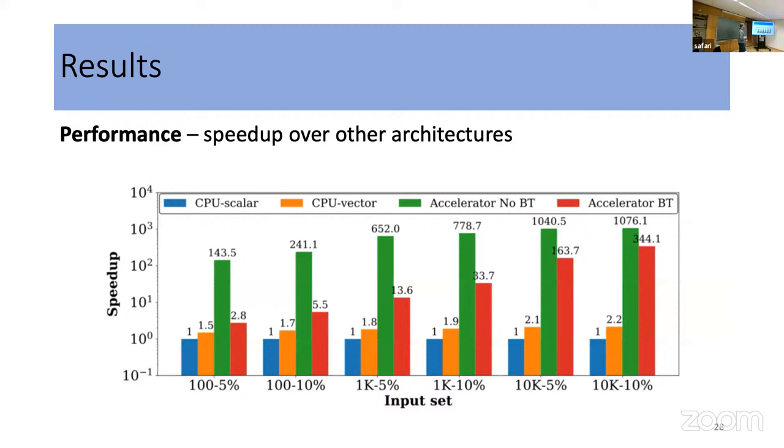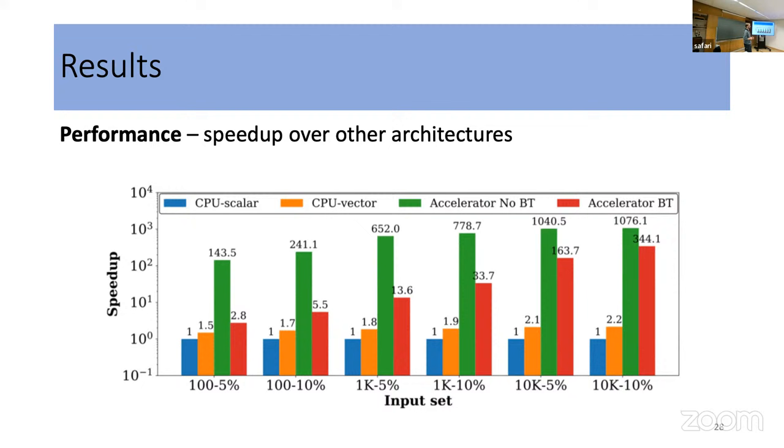Here you see performance results. Quick explanation. All these input sets describe the length of the reads, so 100, 1000, 10,000 base pairs long, as well as the error rate, 5% and 10%. The CPU they used in these performance tests is the same CPU that is integrated on the ASIC. And CPU scalar and CPU vector simply means that for CPU scalar, they disabled the SIMD functionality. And for the CPU vector parts, they enabled that. So you can see a slight speed up there.